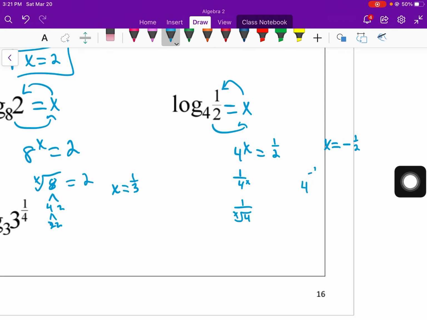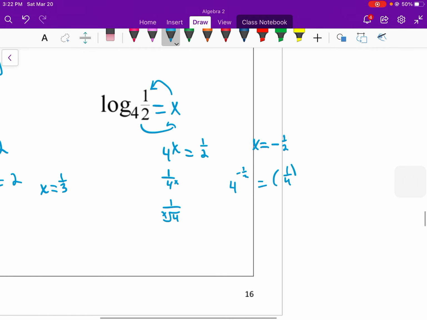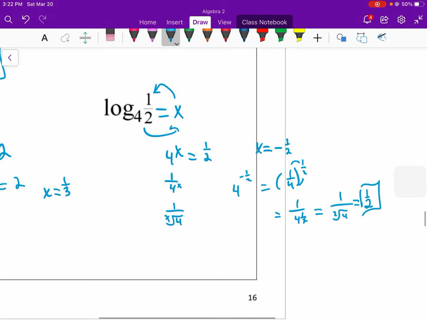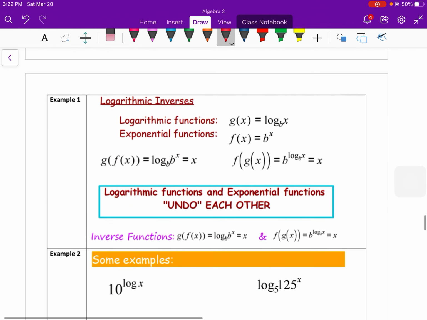So that becomes 4 to the negative half equals, I'm going to take the reciprocal, so it's 1 over 4 to the half. Then if we were to distribute to the top and to the bottom, it'd be 1 over 4 to the half, which as a root, since my index is 2, is the square root of 4, which is half. So then that would be right here. So think about some of those things when looking at solving these logarithmic functions without a calculator.